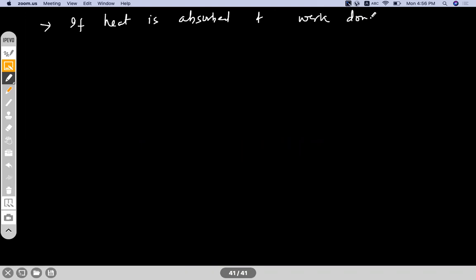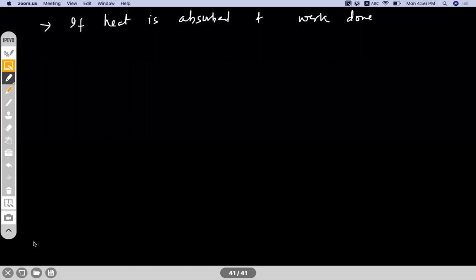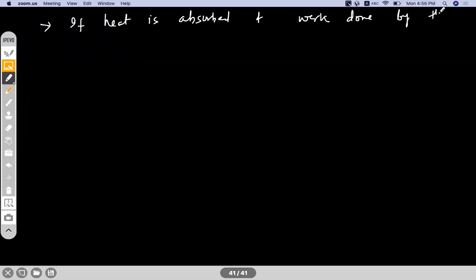Okay, next you see. If heat is absorbed and work is done by the system, what can we write? The system is doing work, so the work done is negative. Heat is absorbed, so it is positive.